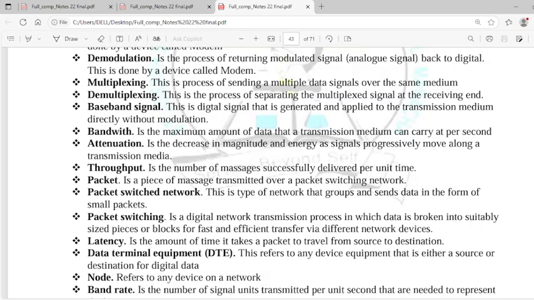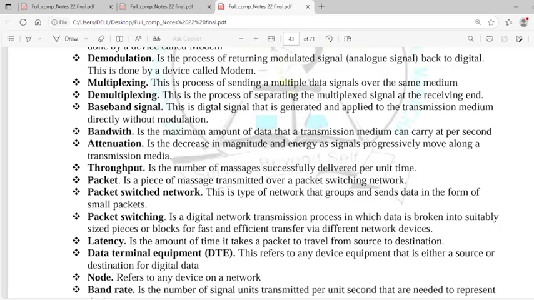Then we have a baseband signal. This is a digital signal that is generated and applied to the transmission medium directly without modulation. So this is a digital signal that is generated and transmitted without being converted to analog first. The digital signal moves as a digital signal, meaning without modulation, which is converting it to analog first.